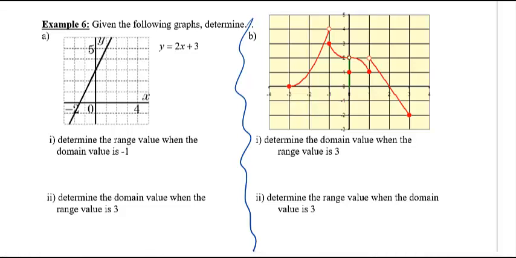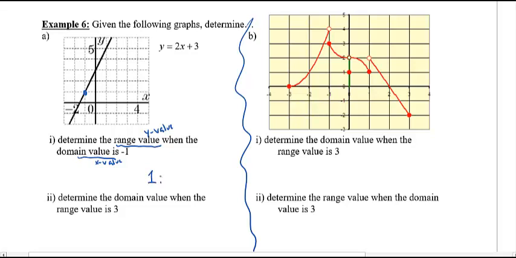You've got an equation, y equals 2x plus 3, and there's the corresponding graph. Determine the range value when the domain value is -1. What does that mean? What's the range value? That's the y value, right? When the domain value is -1, well, what's that? That's the x value. So when x is -1, the range, the y value, is 1. Good.